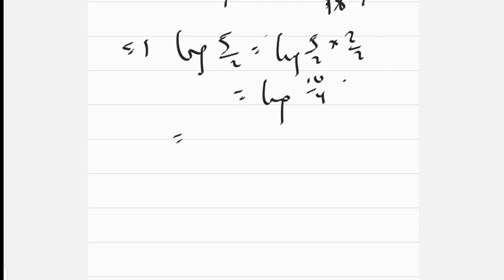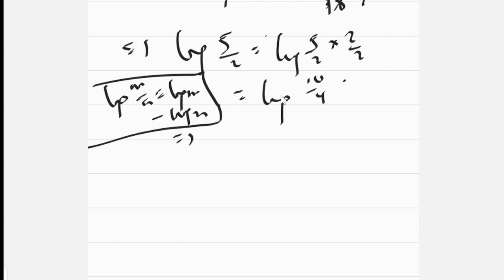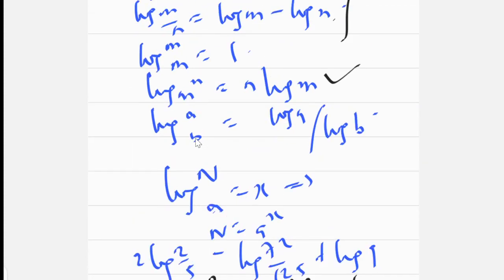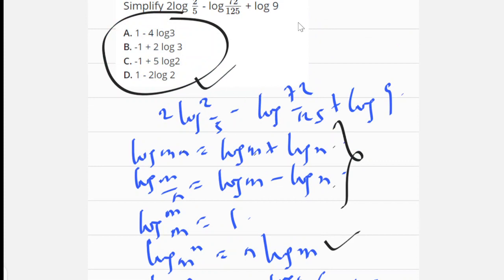So from there, if you apply one of the laws of logarithm, don't forget when you have log m divided by n, it is the same thing as log m minus log n. So it means this is going to give me what? Log 10 minus log 4. I hope you understand now. And don't forget log 10 is 1 from the laws I gave. Minus log, this is 2 squared. So this will now give me 1 minus 2 log 2, which is D.